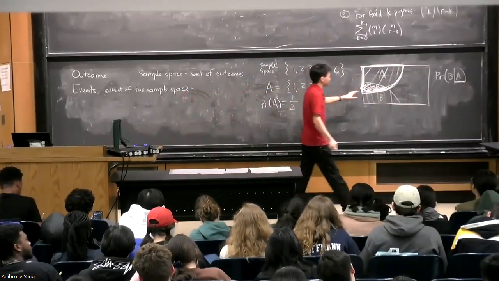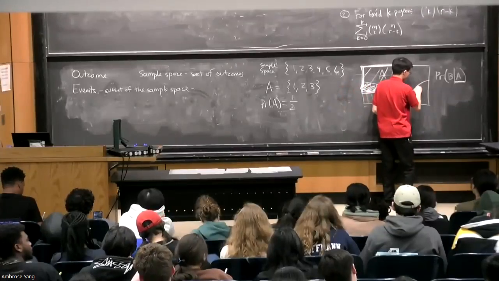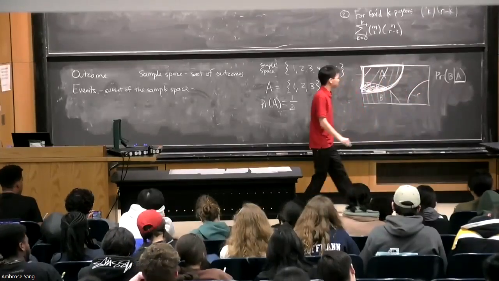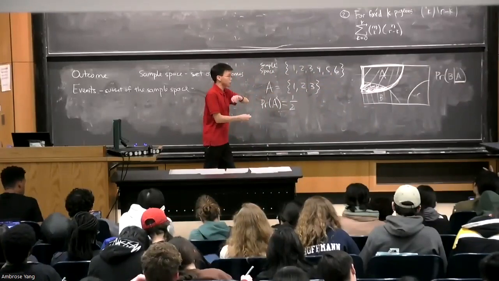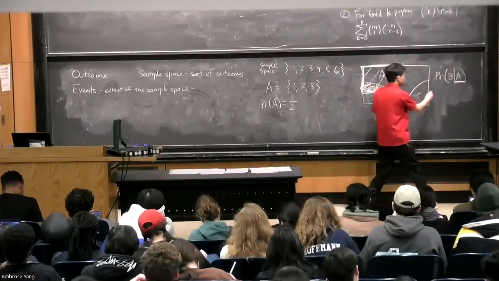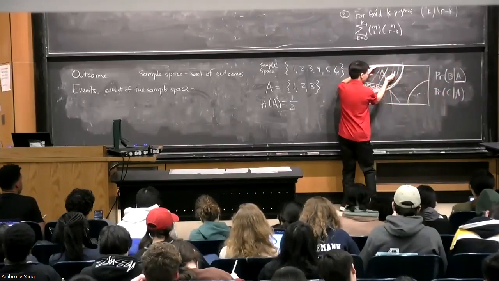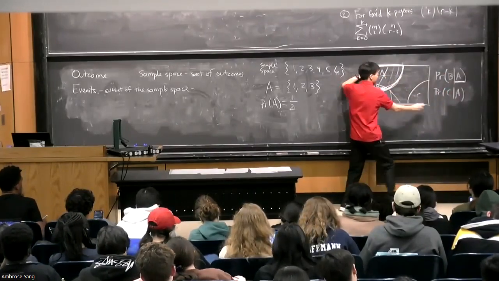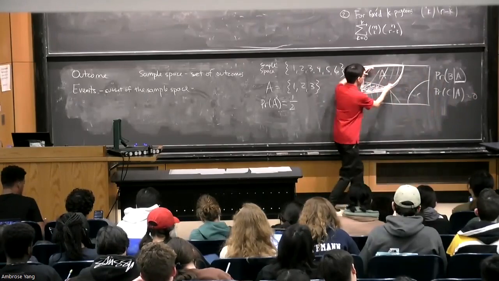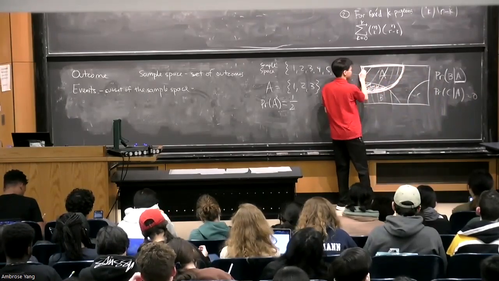It's possible that, let's say I had a thing C here. Maybe C is here. The probability of C is not 0. But the probability of C given A, if I'm only inside this A region, what's the probability that C happens? That's 0, because I'm only restricting my attention to this A section.